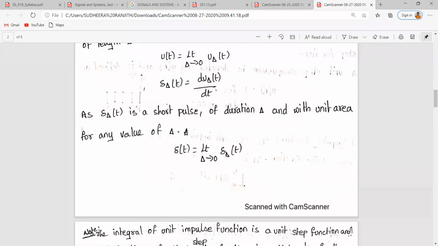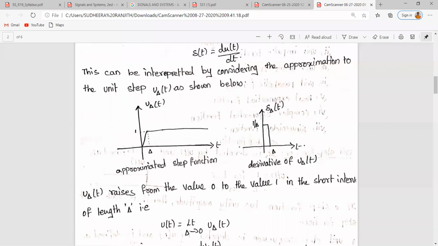So delta delta of t is the practical version of delta of t. If we want to make it ideal, we should consider delta equal to 0. So delta of t is equal to the limit as delta tends to 0 of delta delta of t. So when delta tends to 0, this delta of t will have infinite magnitude and 0 width. Is it clear?